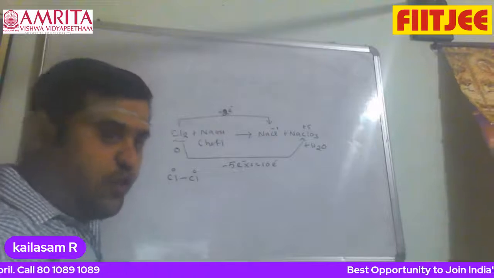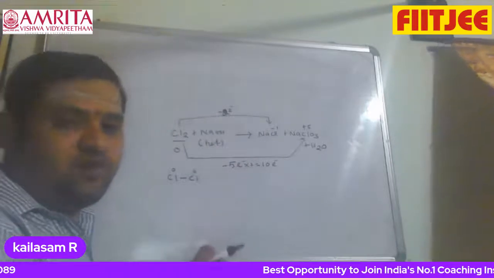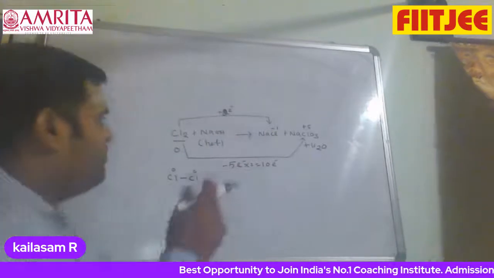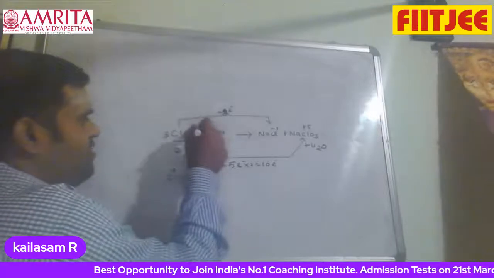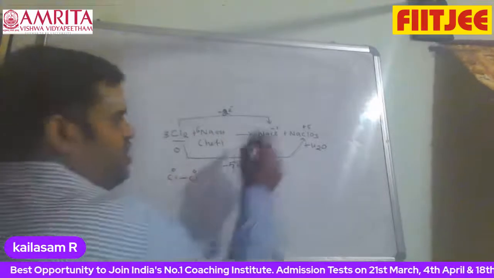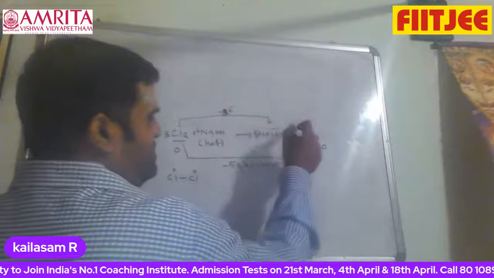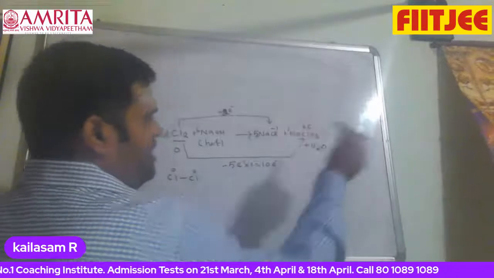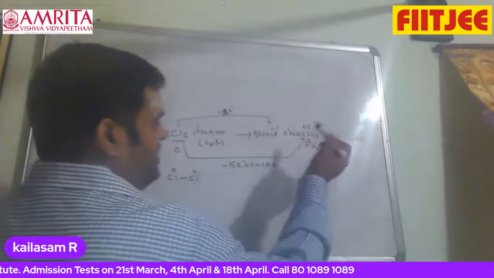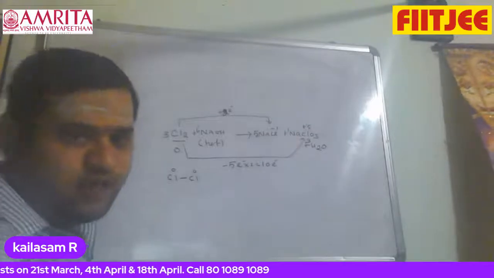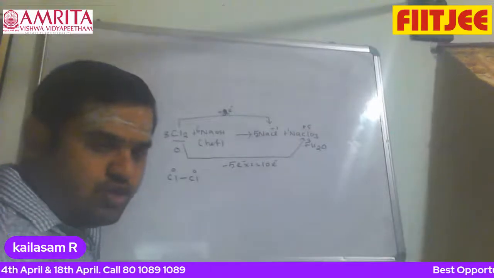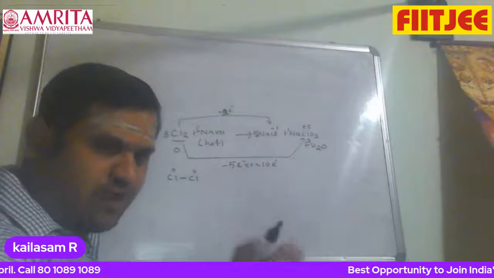So if you want to do the balancing, this is the systematic way. If you get 3 Cl2, you may get 6 NaOH, and you may get 5, and this is going to come as 1. Then we can balance with 3H2O. That's all. This is the balanced equation. So the disproportionation reaction is an example of a redox reaction.